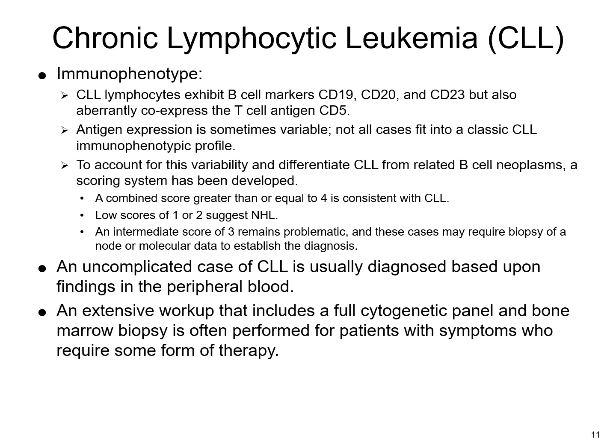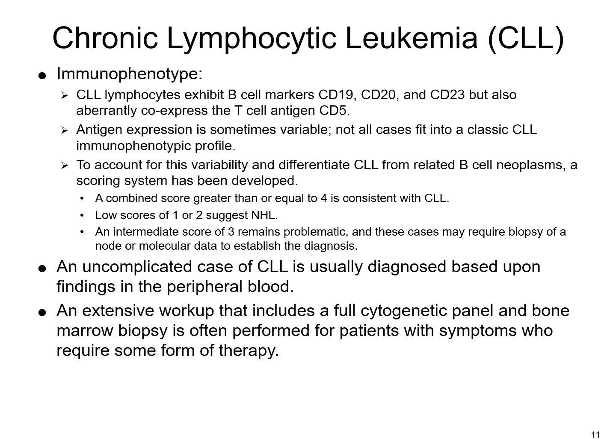And then once you do that scoring, you're looking for scores of greater than or equal to 4 to be consistent with CLL. Low scores of 1 or 2 are suggestive of some other non-Hodgkin's lymphoma. And then an intermediate score of 3 can be problematic, and so cases like this may require a biopsy of a node or some sort of molecular data in order to be able to establish a diagnosis.